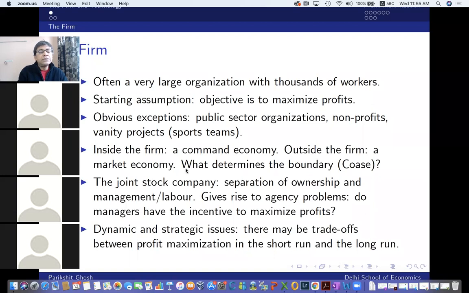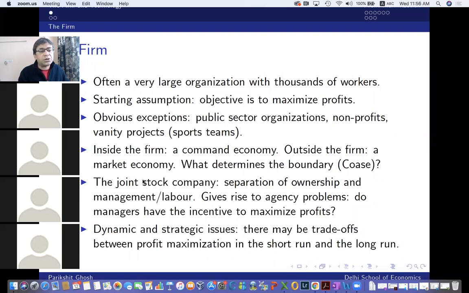So in some sense, as far as the auto industry is concerned, in Japan the socialist islands are smaller and they're trading with each other. In America, the socialist island is bigger. So what determines the boundary is a question, and the broad answer that Coase and his followers provided is transaction costs. Right? That's a big black box, but you can open it up.